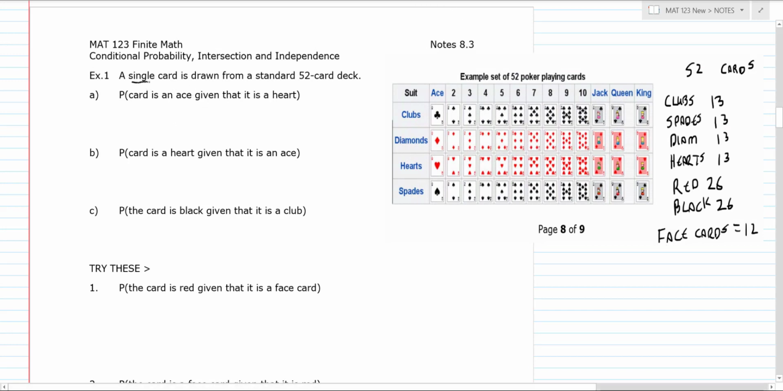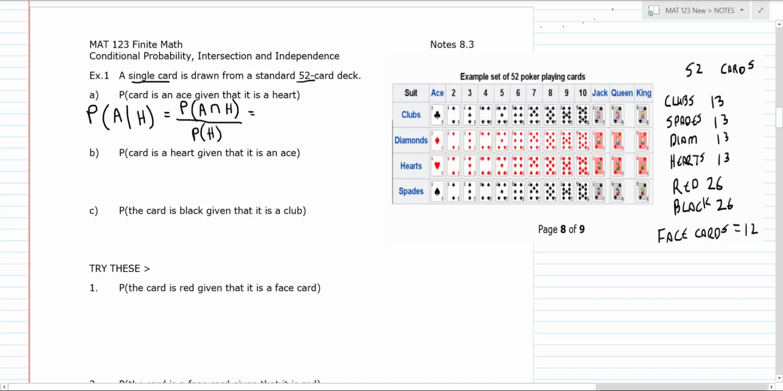Okay, we're going to be talking about drawing a single card from a 52-card deck. So what we're going to do on this one is the probability of getting an ace given that it's a heart. So I'm just going to write this like this. Okay, you get an ace given that it's a heart. The formula would go like this. It would be the probability of getting a card that's an ace and a heart at the same time, divided by the probability that it's a heart. So you want to start by just doing your formula.